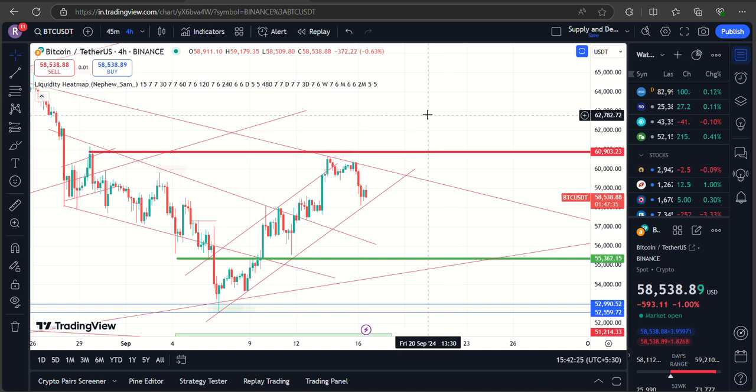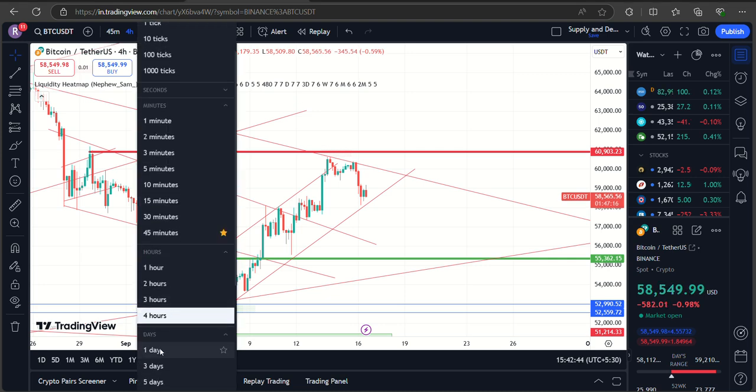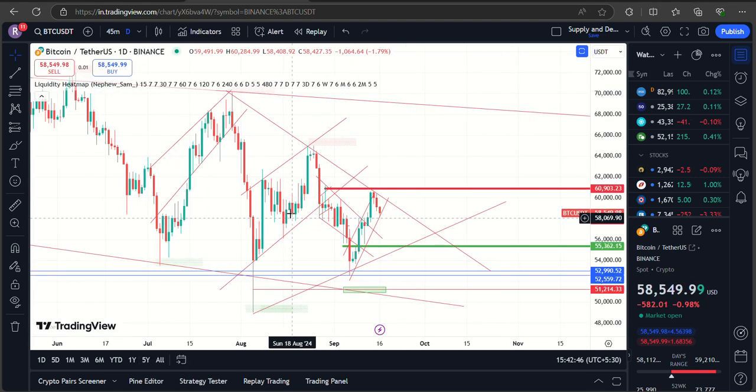So let's analyze the market today, BTC. Monday seems generic, I would say. It would be in a downward position. In 2024, all the Mondays have been like that. So let's see where we are.